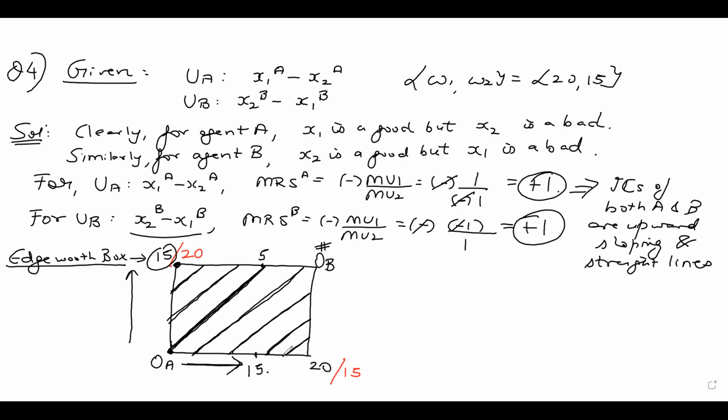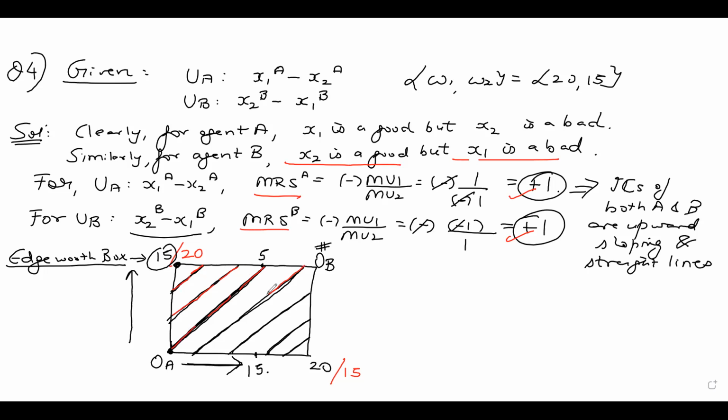And how will B's indifference curves look like? You will see that B's indifference curves are going to overlap with A's indifference curves because both have the same slope. Since A and B have exactly the same slope, their ICs are going to overlap each other. From B's origin, you can clearly see that for B, X2 is a good and X1 is a bad. So from B's origin, upward sloping ICs, straight lines, and since the slopes are equal, B's ICs are going to coincide with A's ICs.